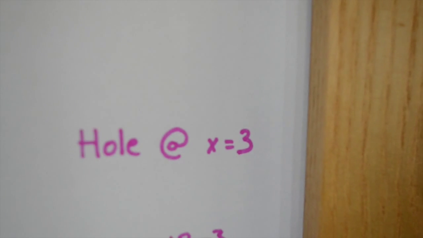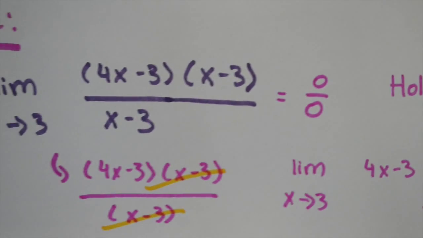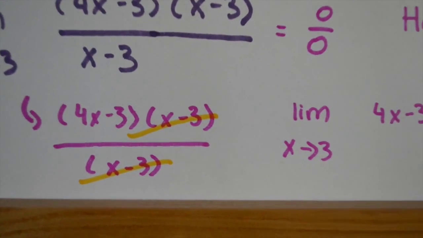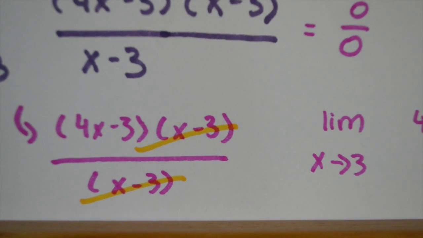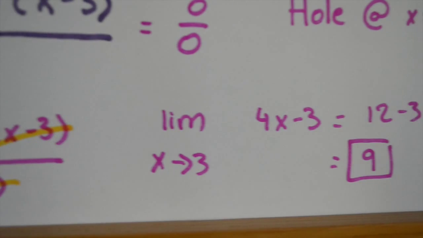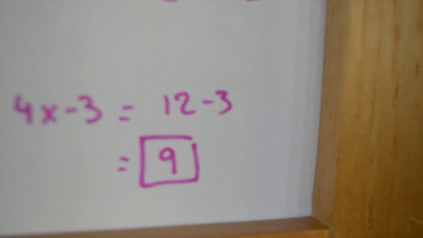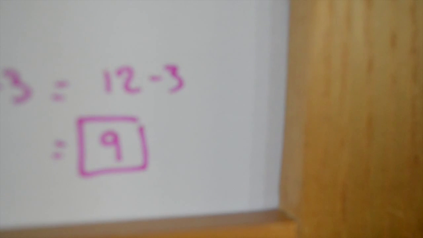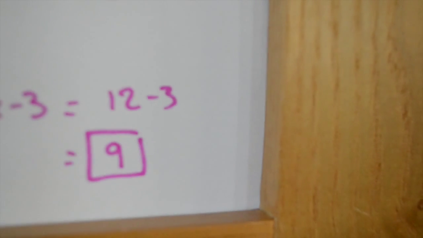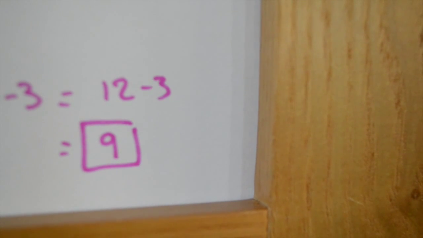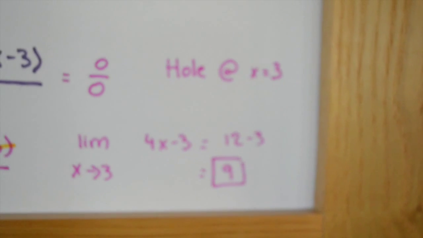You then want to simplify this, and you want to cancel out some things. So you end up with 4x minus 3. The limit of 4x minus 3 as x approaches 3, then you just plug 3 wherever there is an x, so it's 12 minus 3, and then you get 9. So the limit of 4x minus 3 as x approaches 3 is equal to 9.